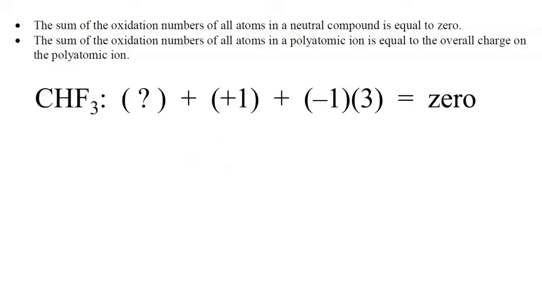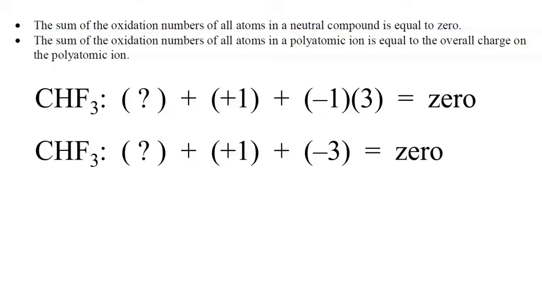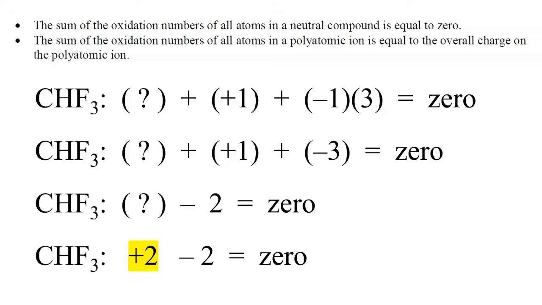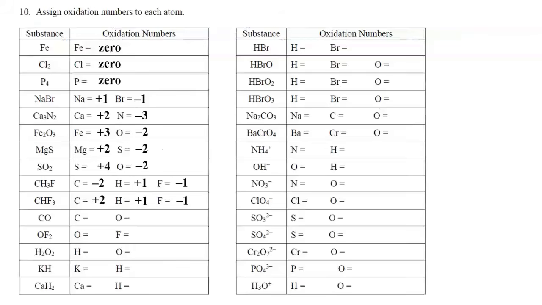In the other example, it was CHF3, so we have 1 hydrogen, which is +1. We have 3 fluorines. Each fluorine is worth -1. So if we do that math, +1, -3, that's -2. That would force the carbon in this example to be +2, so that the sum of the oxidation numbers equals 0. Well, hopefully that helps you see where those oxidation numbers were coming from for the carbon.